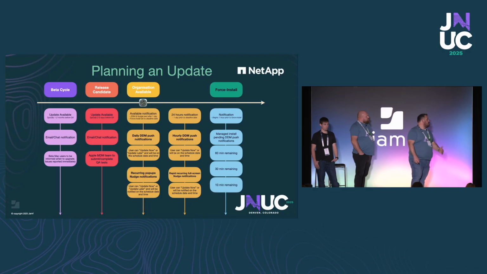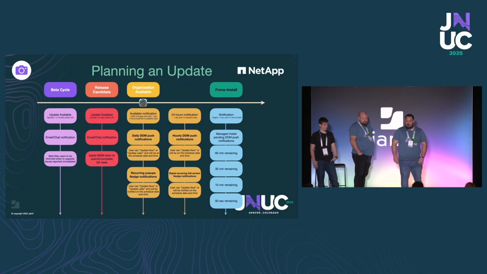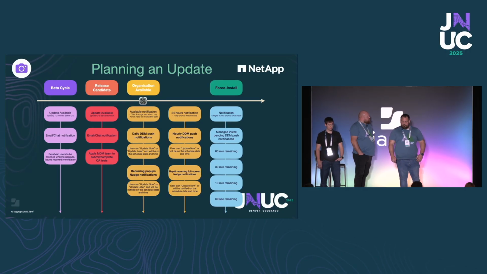So at this point, Nudge is still doing full screen notifications, but the DDM changes. So they get a notification an hour before your deadline date and time, and then they start getting recurring notifications an hour before, 30 minutes before, 10 minutes before, and then 60 seconds before it does the update. And at that point, they're getting it.